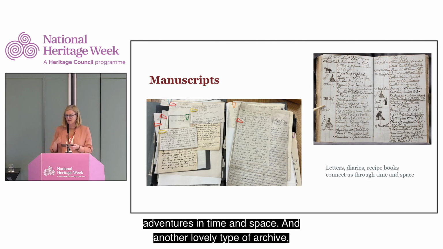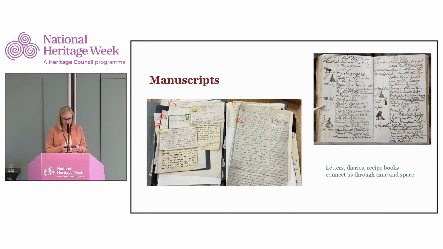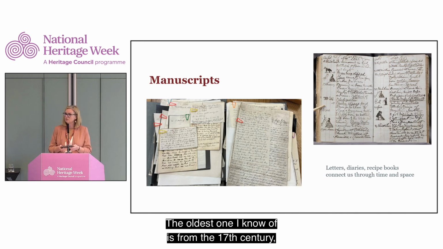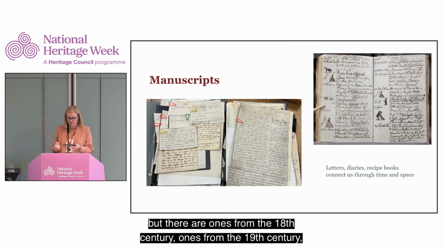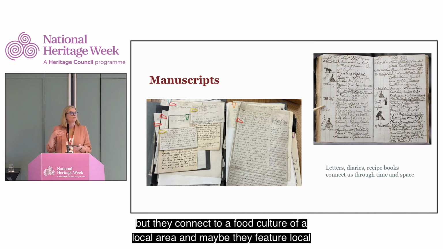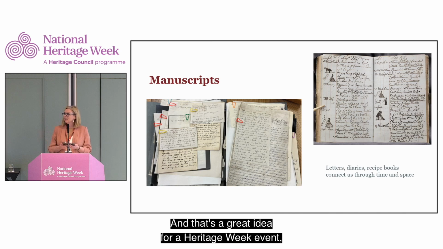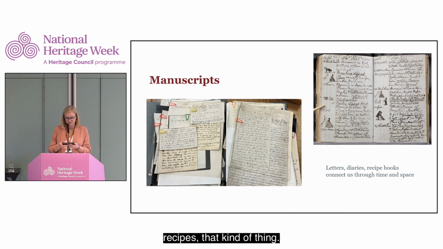And another lovely type of archive, not featured here on the screen, but which is brilliant for inspiring Heritage Week events, are historic recipe books. There are loads of them scattered around the country from various ages. The oldest one I know of is from the 17th century, but there are ones from the 18th century and the 19th century. They connect to a food culture of a local area, and maybe they feature local ingredients or local food techniques. That's a great idea for a Heritage Week event: cookery classes or some kind of cookery demonstration using old local recipes, that kind of thing.